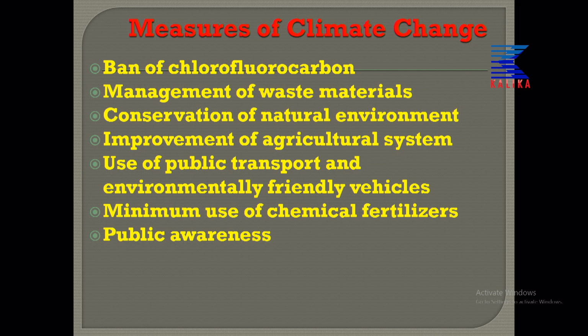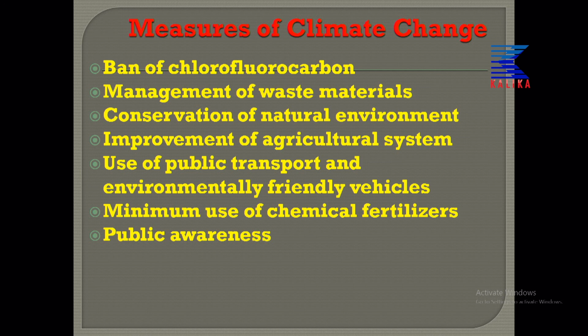Likewise, using environmentally friendly vehicles, for example, the train that runs on electricity, an electric train, or a rickshaw or bicycles. These are environmentally friendly vehicles that cause zero emission of carbon in the atmosphere and prevent climate change. There should be minimum use of chemical fertilizers, which prevents the release of oxides of nitrogen in the atmosphere, that prevents global warming.